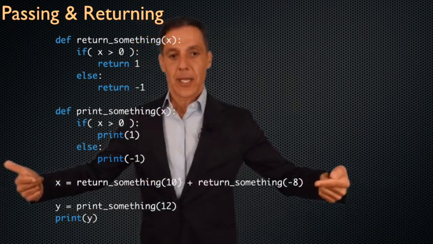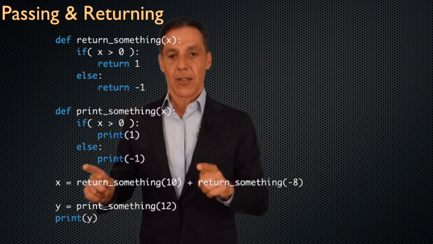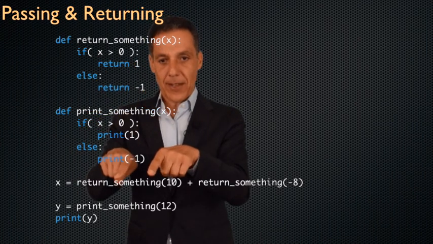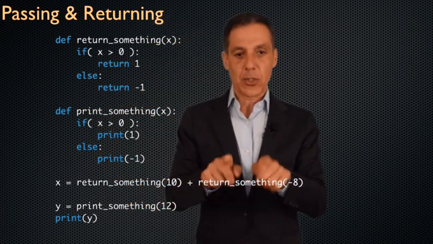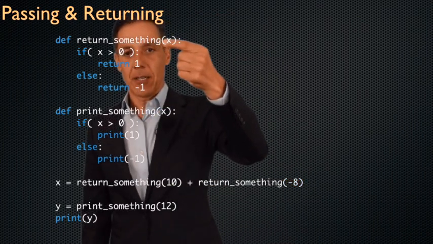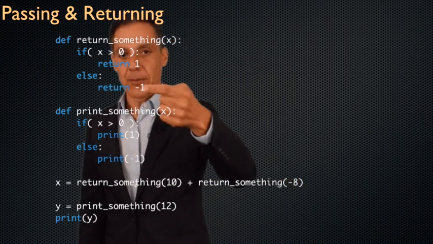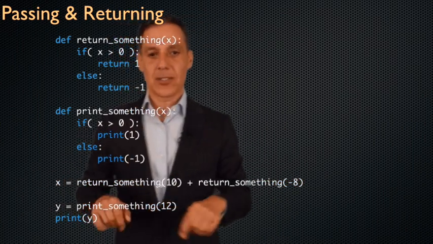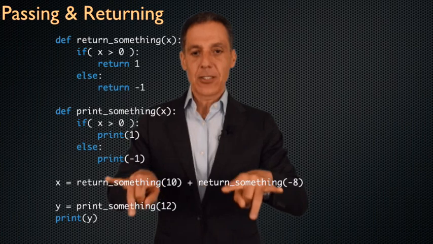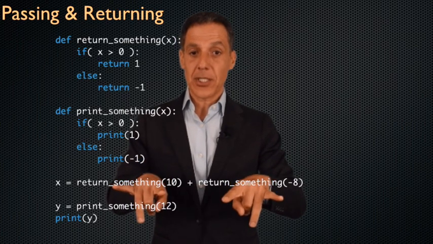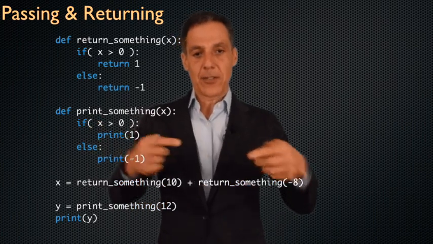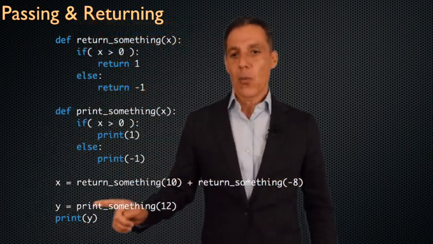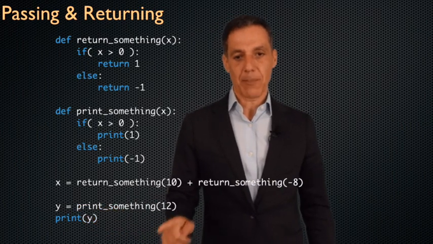So, for example, here I could say, please take the result of return something of 10. 10 comes up here. I return 1. That value becomes 1. I'm going to add that to return something of -8. -8 comes in here. That is not true. I return -1. I add 1 to -1, and I get a 0, and I assign that to x. I'm using these function calls, what gets returned to them, in an arithmetic expression, which then gets shoved into a variable through an assignment.